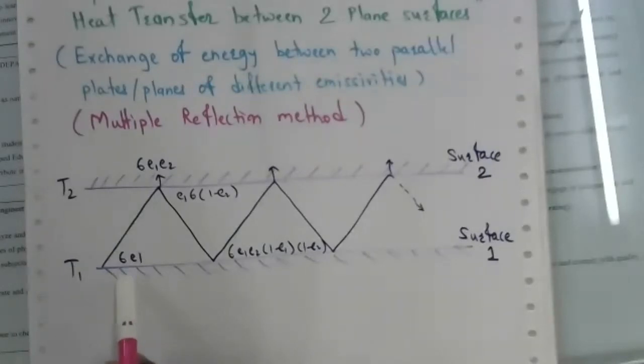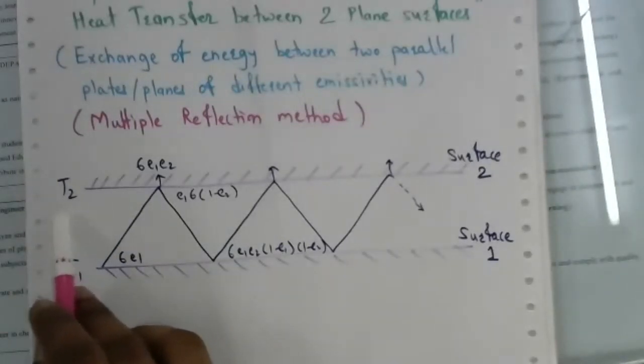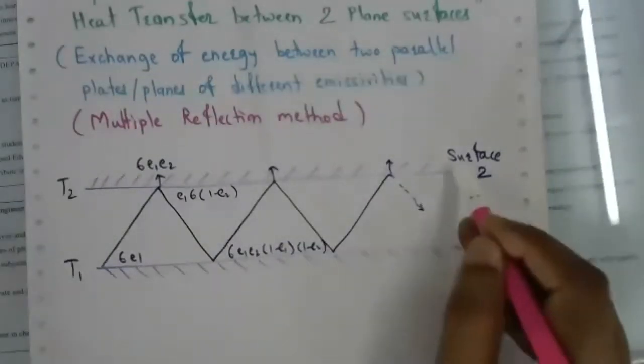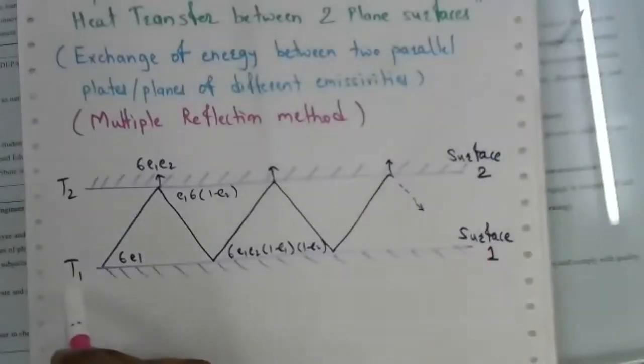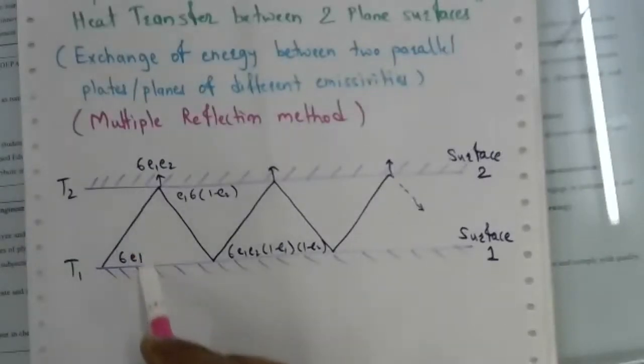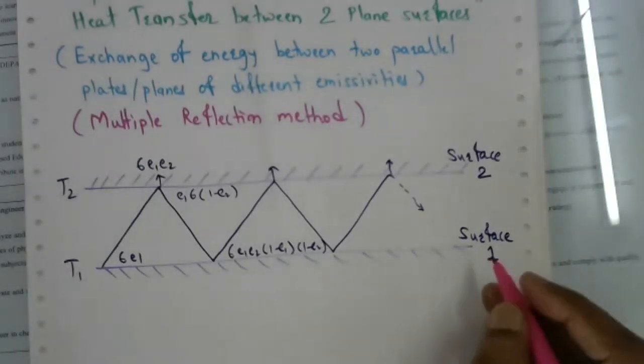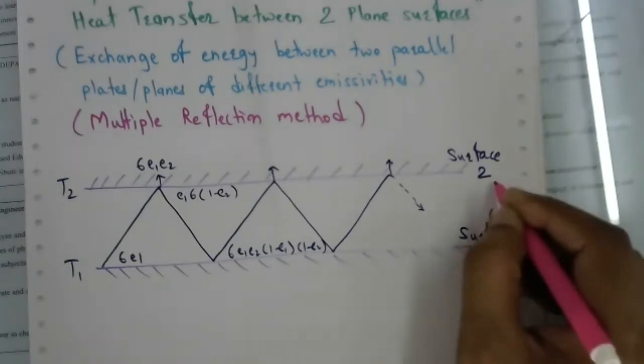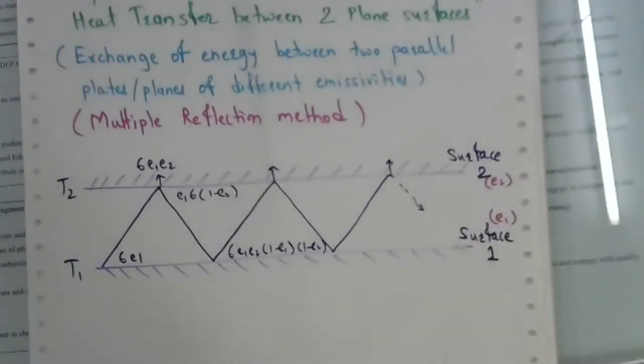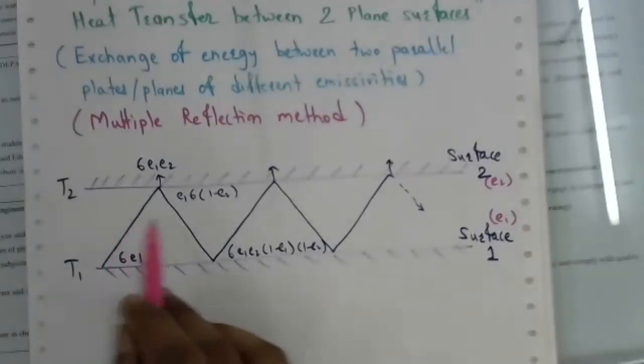So consider two large gray planes or surfaces that are maintained at absolute temperatures T1 and T2. So we are considering these two surfaces, surface 1 and surface 2, with temperatures T1 and T2 respectively, a small distance apart and exchanging radiation. Let E1 and E2 be the emissivities of surfaces 1 and 2. So the respective emissivities are E1 and E2, right? So you can observe this diagram.